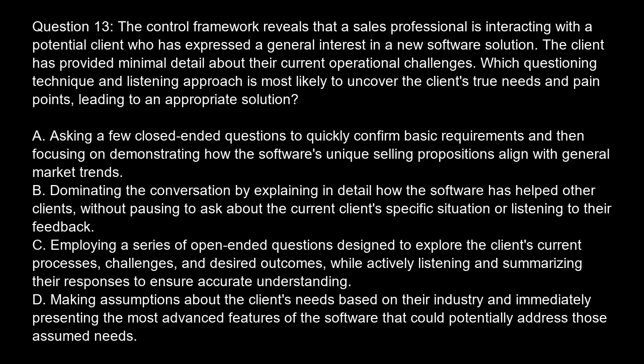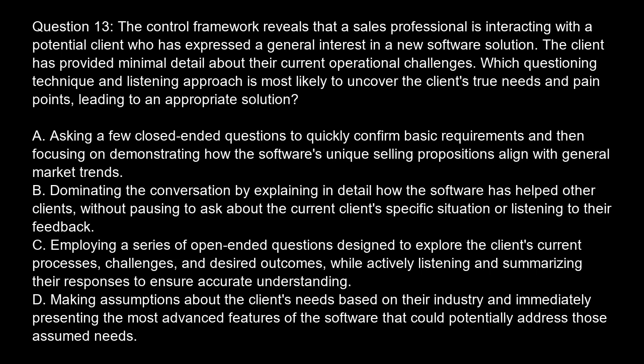The control framework reveals that a sales professional is interacting with a potential client who has expressed a general interest in a new software solution. The client has provided minimal detail about their current operational challenges. Which questioning technique and listening approach is most likely to uncover the client's true needs and pain points, leading to an appropriate solution?